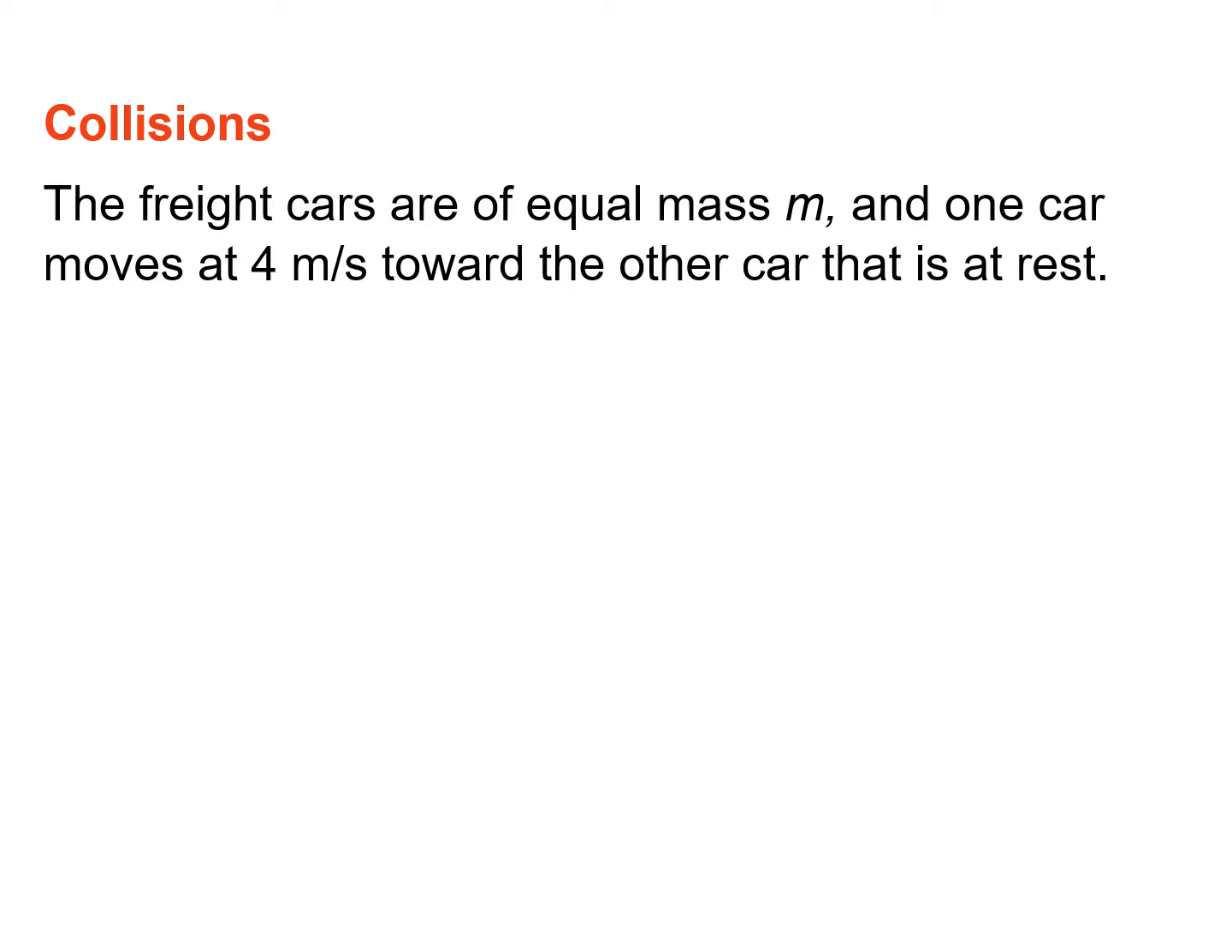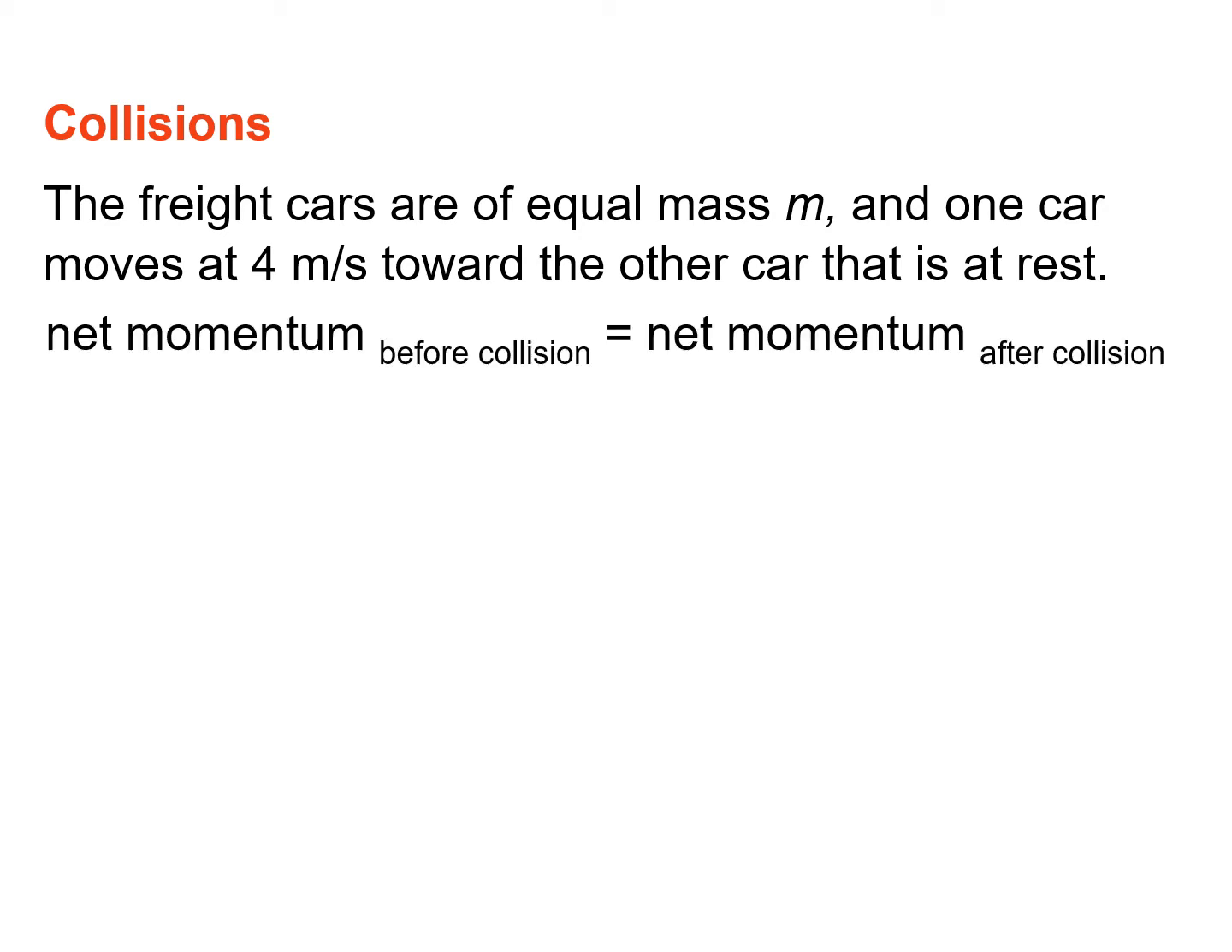Now, if the two train cars have the same mass, it doesn't really matter what it is. You can make up any number that you want, or I'm just going to keep it as an M, and it will work out just fine. But if one of the cars was moving at 4 meters per second toward the right, then it has a mass times a speed, it has a momentum. The other has no momentum. You add those two together and you get the net momentum before the collision.